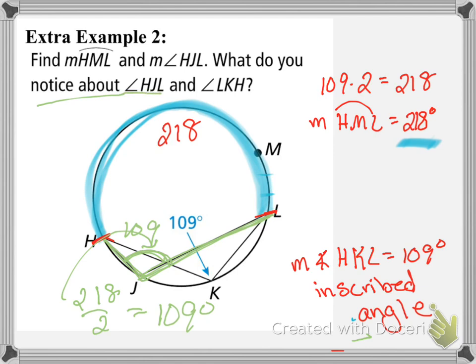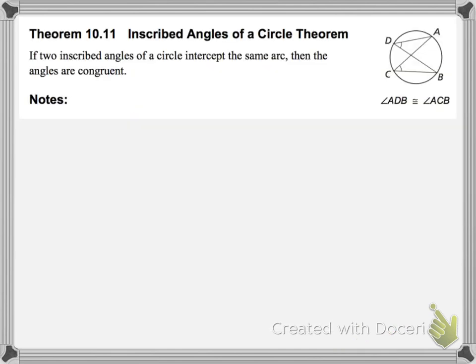What do you notice about angle HJL and angle LKH? They're congruent because they have the same endpoints. They intercept the exact same arc. Okay, so this leads us to our next theorem, theorem 10.1. If two inscribed angles of a circle intercept the same arc, then the angles are congruent. So here, I'm going to do a bit of highlighting.